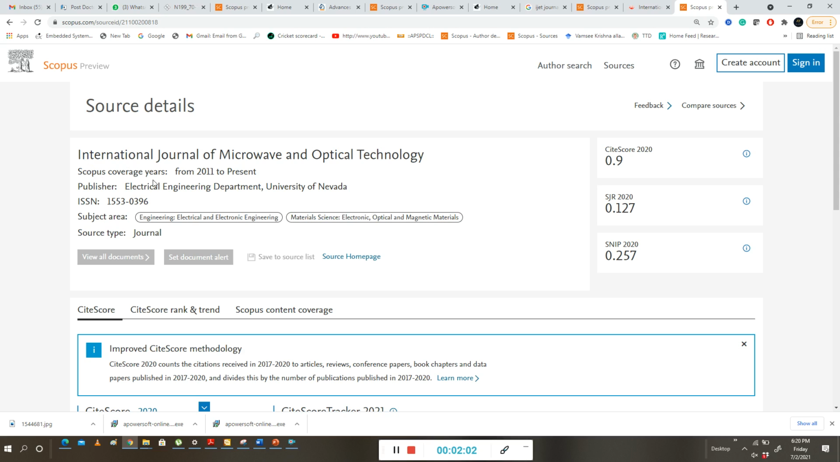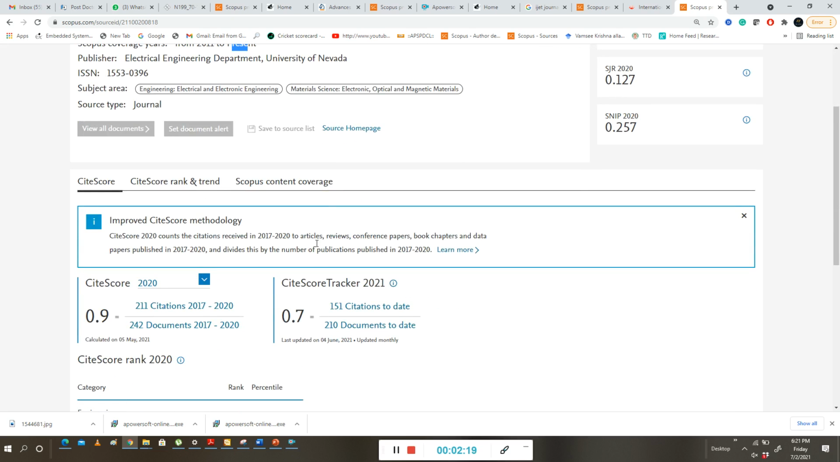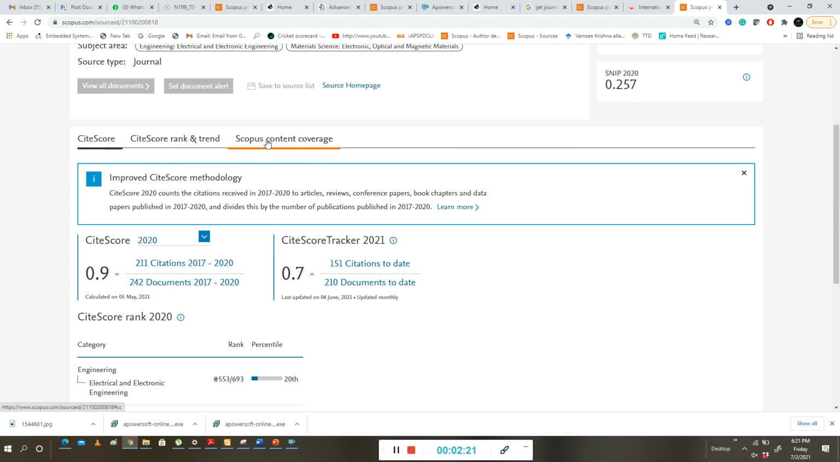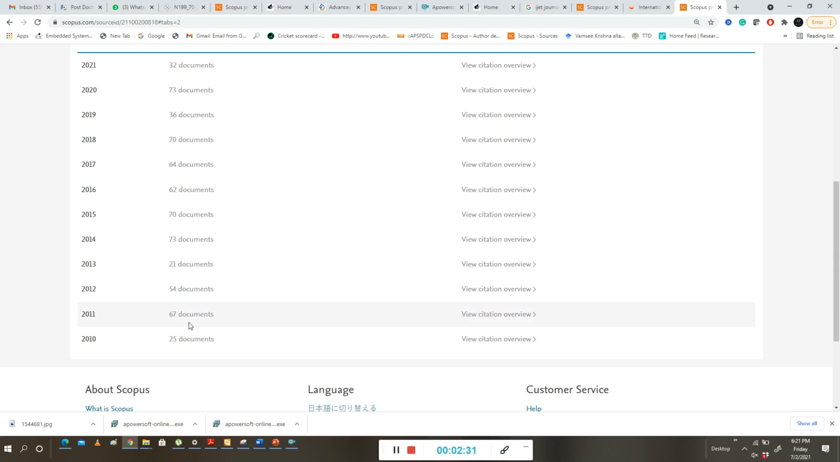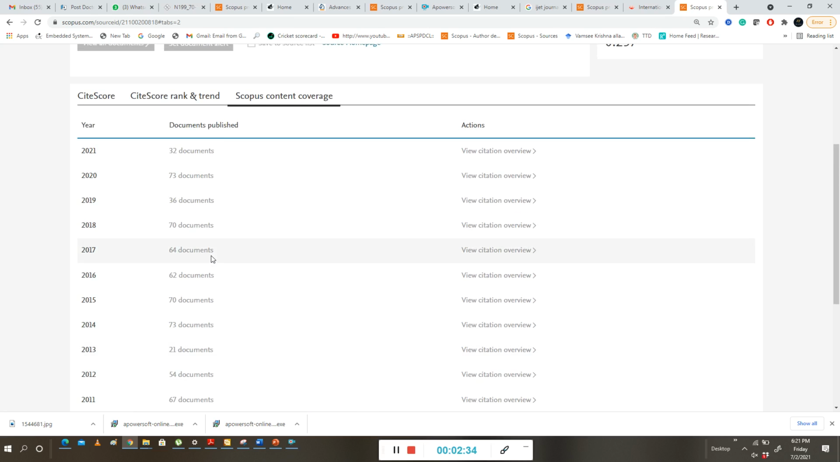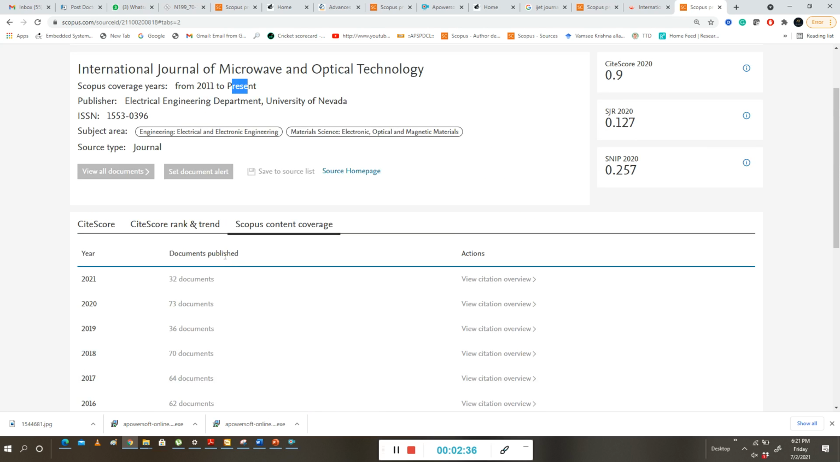See the Scopus coverage years: from 2011 to present. This is the ISSN number 1553-0396. Which subject area? Engineering and materials. Now if you see the CiteScore and everything, first we should know the Scopus content coverage. See, in 2021, 32 documents published. In 2020, 73 documents. See how many publications are generated. So this is a Scopus indexed journal. In this way, we will know.